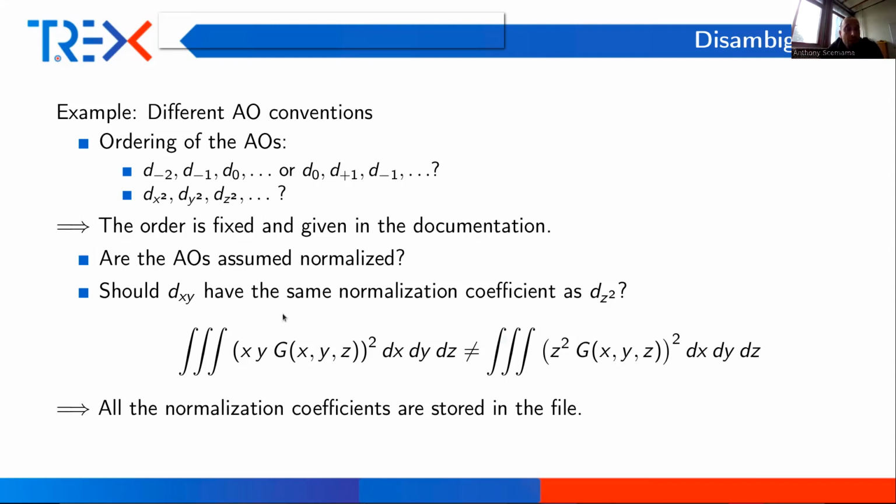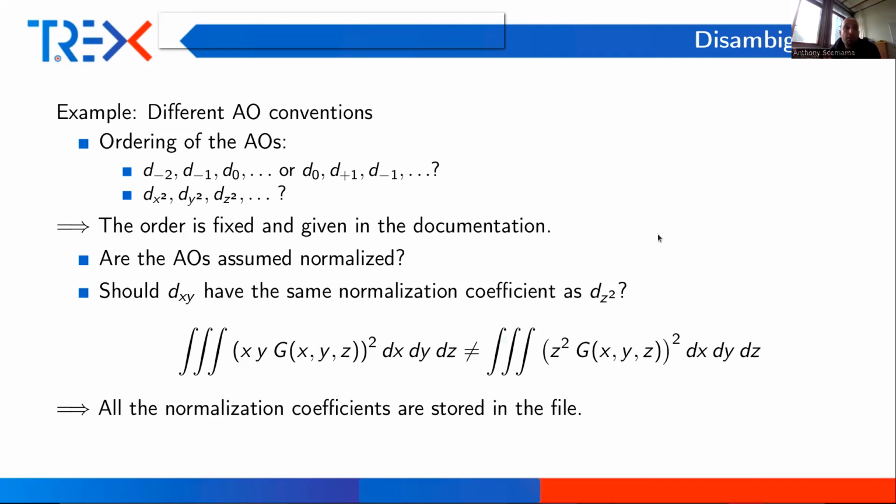So what we decided is we chose an order in the file, and we documented what this order is. In Cartesian coordinates, we chose the alphabetical order, like xx, xy, xz, yy, yz, zz, for example. And in spherical coordinates, I don't remember which one we chose, but we chose one of those two.